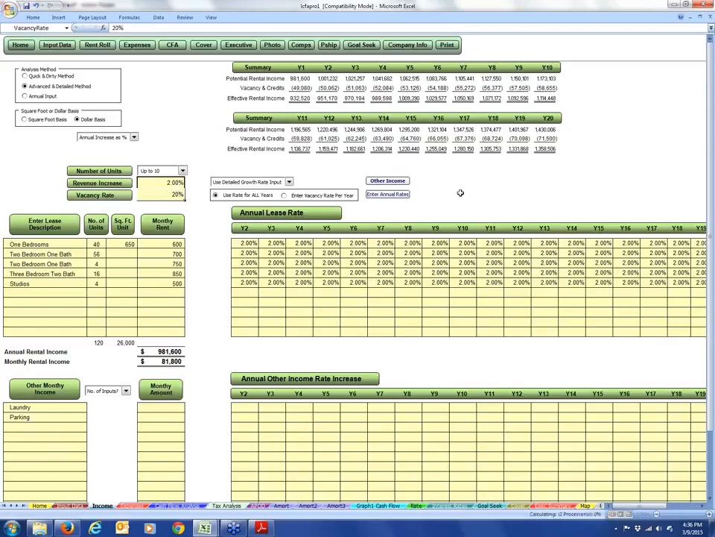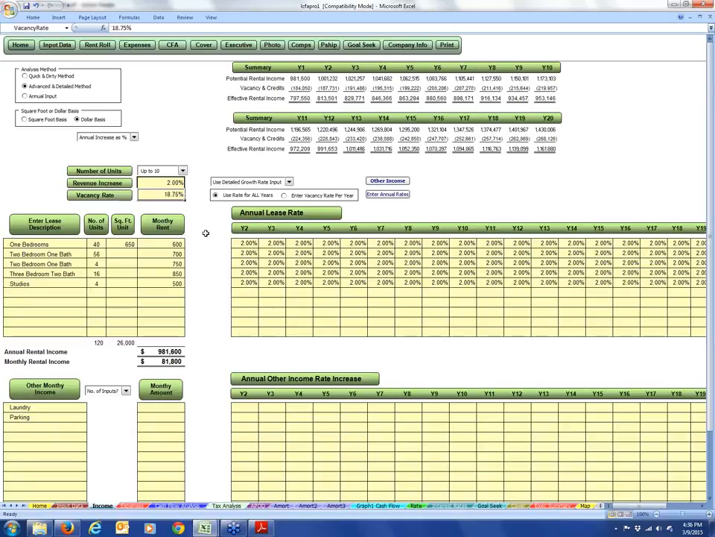Let's put 20% in. Well, that's pretty darn close. We're looking at about 19.5. Going the wrong way. Definitely going the wrong way. Let's see. 797, perfect. This property right now is running at an 18.75% vacancy loss.